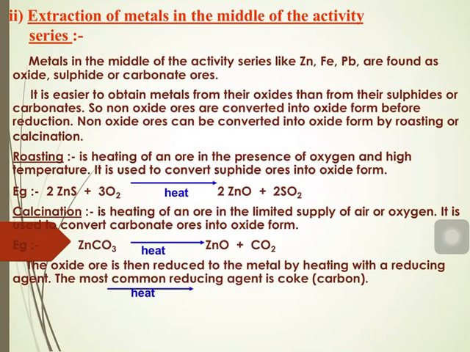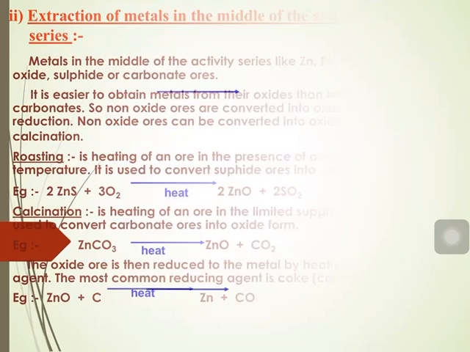Then these oxides are reduced to the metal with the help of a reducing agent. That reducing agent we generally use is coke. Like zinc oxide we get, when we reduce it with carbon, we'll get zinc and carbon monoxide.